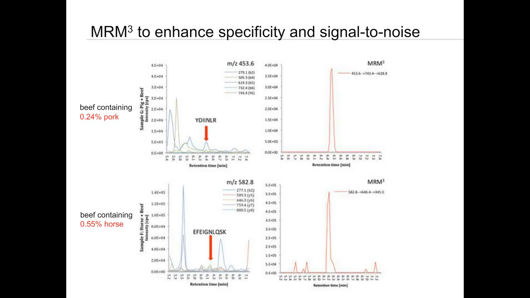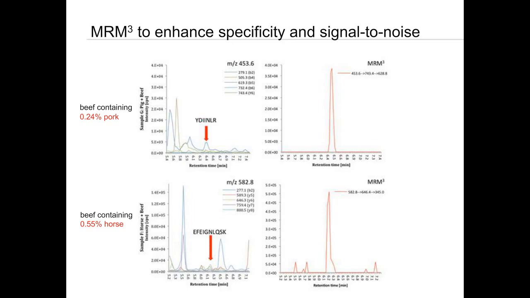And this really helps increasing sensitivity, as I'd like to show you with these data. These are samples of beef containing pork or beef containing horse, and 2 specific marker peptides. And you do see at the given concentration we are at the limit of detection or even below the limit of detection in the MRM mode.